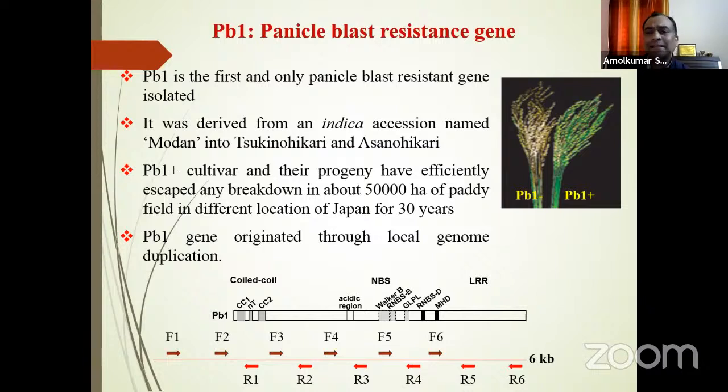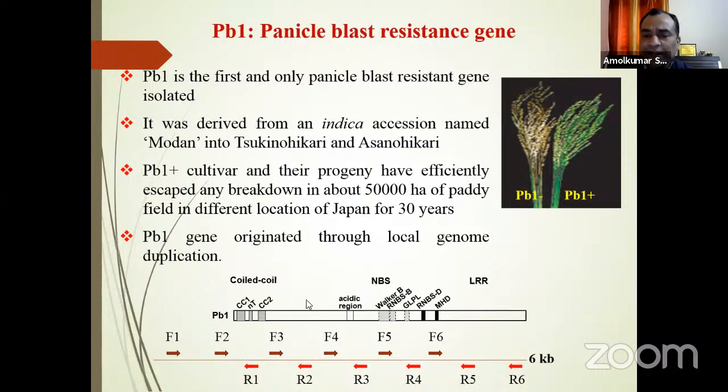So we are trying to identify these common markers using this analysis. And to date, only a single gene has been identified, by a Japanese group, that is PB1, panicle blast 1. This gene is from Modan, an indica variety, from which it has been transferred to Japanese varieties. In these PB1-plus varieties there has been no breakdown on up to 50,000 hectares of paddy, and that too for 30 years in Japan. So this gene is providing really broad spectrum and durable resistance.